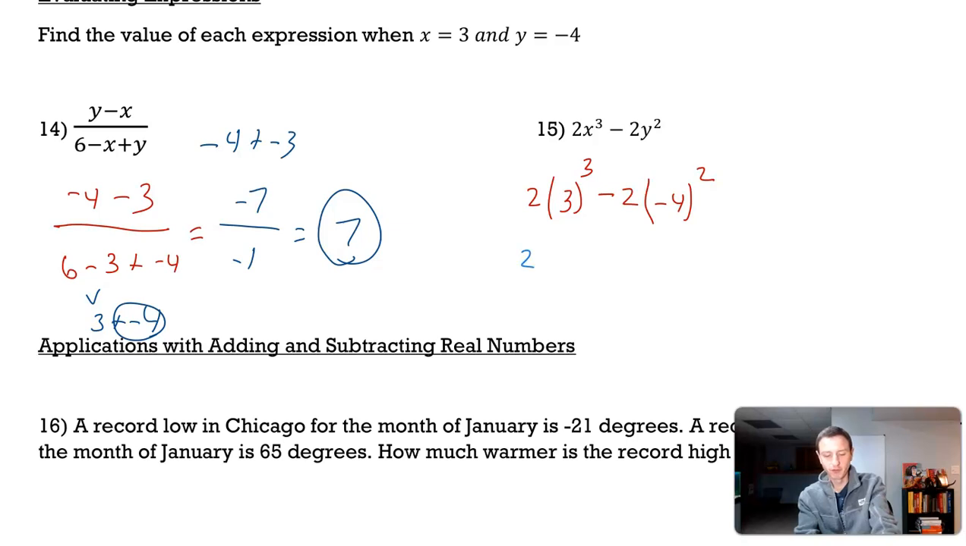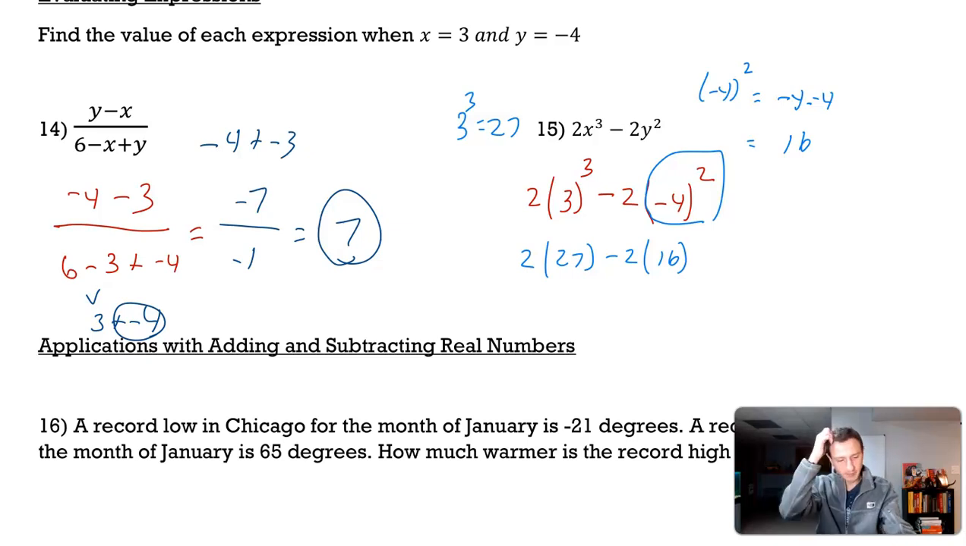So we're going to have 2 times 3 to the third, which is 3 times 3 times 3. So 3 to the third is 27. So we get 27 minus 2, negative 4 squared is negative 4 times negative 4. Negative times a negative is a positive. 4 times 4 is 16. So we end up with minus 2 times 16. Be careful there. That's a tough little section there. Negative 4 squared is negative 4 times negative 4, which is positive 16.